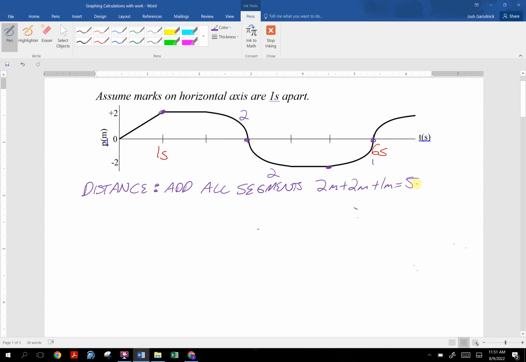5 meters. However, displacement is different. And don't get me wrong, a lot of the year distance and displacement are the same. We talked about this in class. Distance is the actual path length followed, while displacement is just the final minus the initial position. Literally, delta D is the final minus the initial position. That's it. Doesn't matter what happens in between. Where did you start? Where did you end?